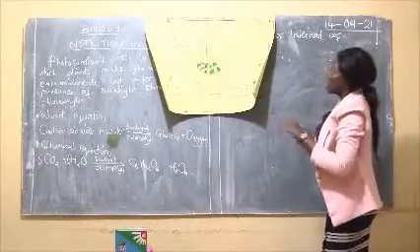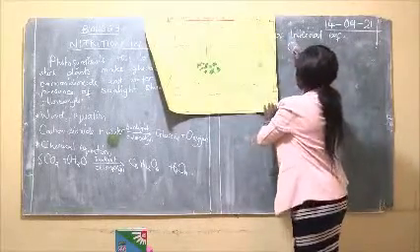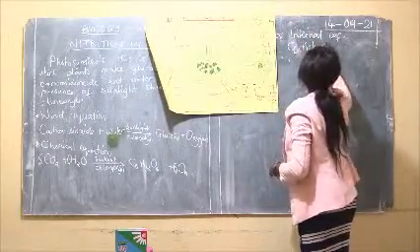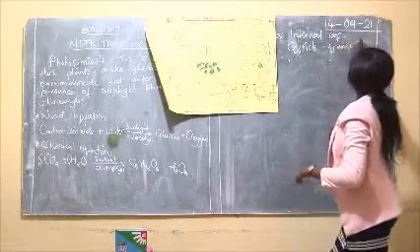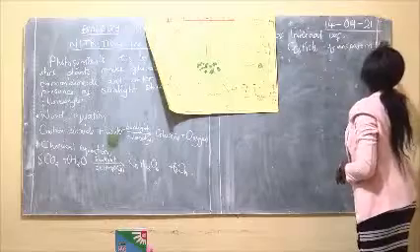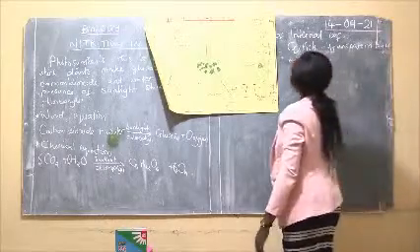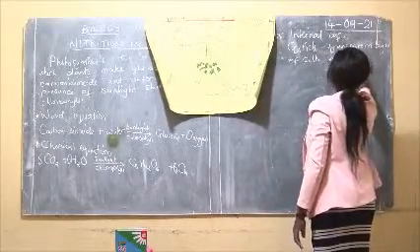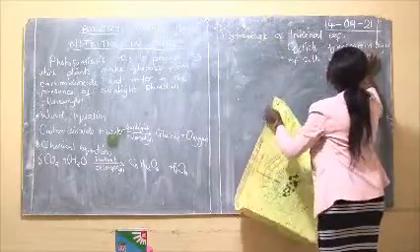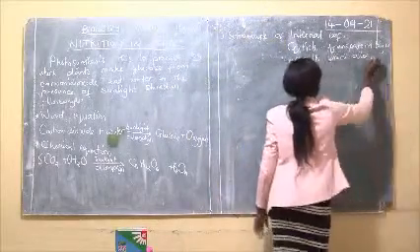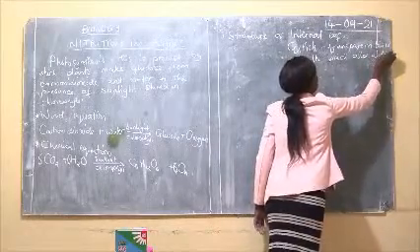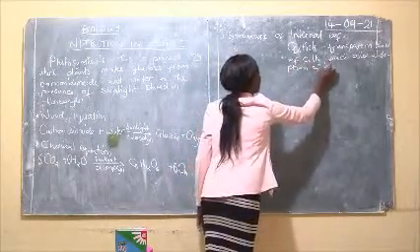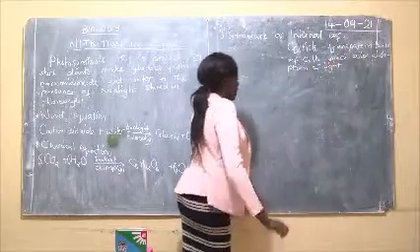Okay. So you need to know that the cuticle is a transparent layer of cells which allows absorption of light.